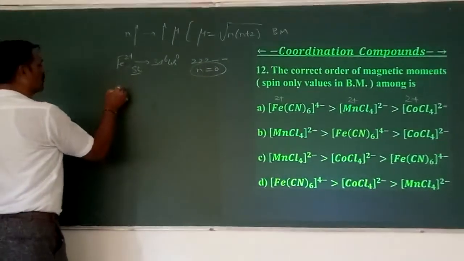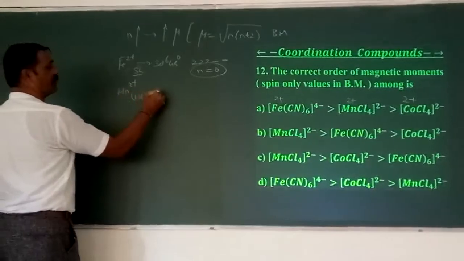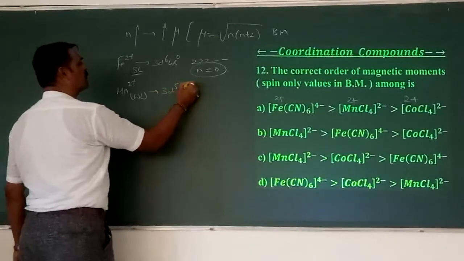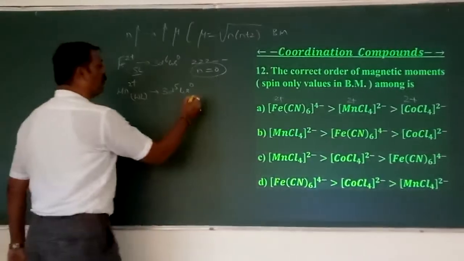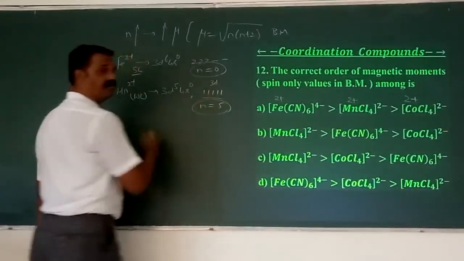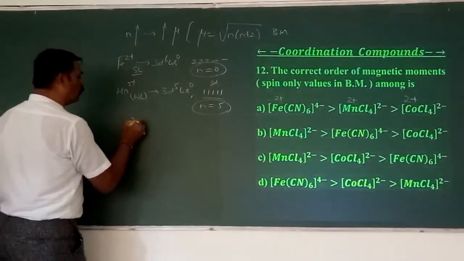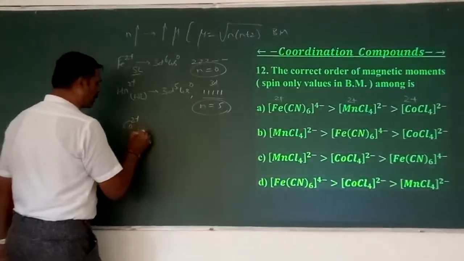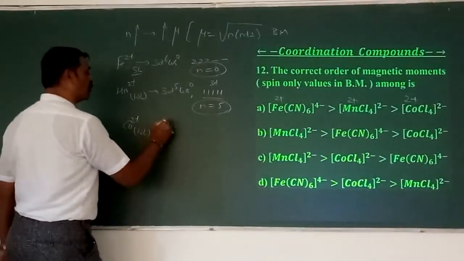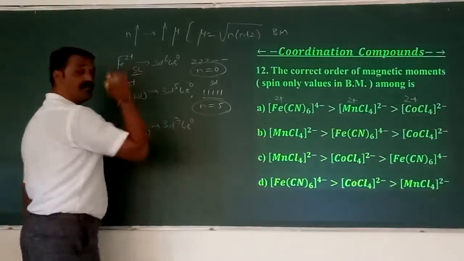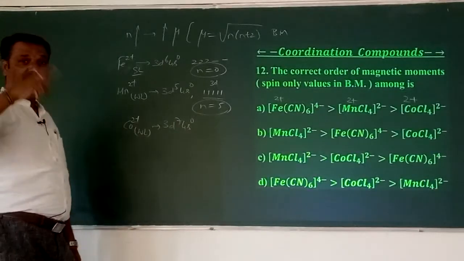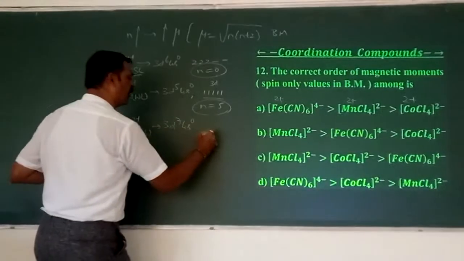Next we will have the Mn2 plus. Here it is a weak ligand, I think. According to that, it is 3d5 with 4s0. Weak ligand 3d5 means it is going to be 1 1 1 1 1. In case of 3d5, n is equal to 5 here. Then we will have the cobalt 2 plus, again a weak field ligand. Cobalt means it is 3d7 4s2, which means 3d7 4s0. 3d7 means all 5 first according to Hund's rule, then we are having 2 pairs, which means n is equal to 3 here.